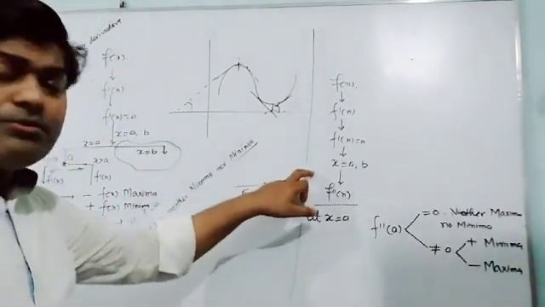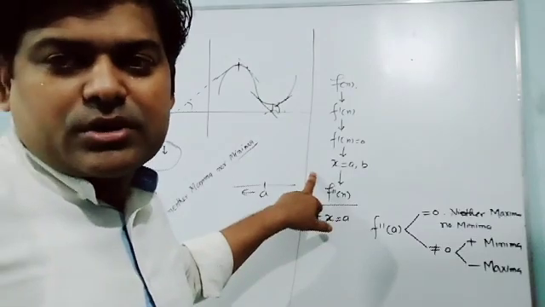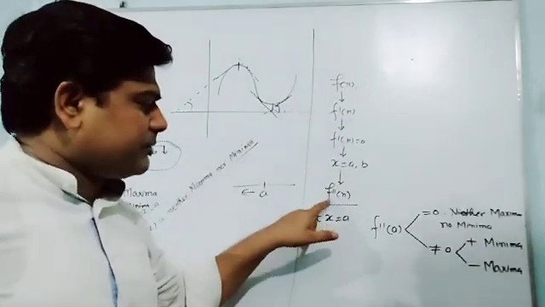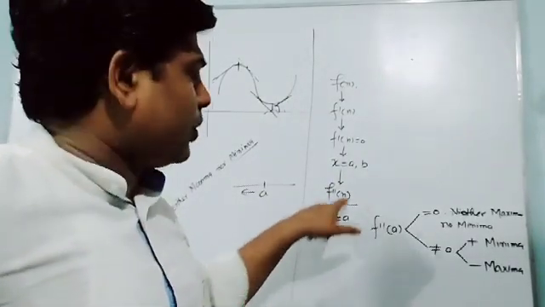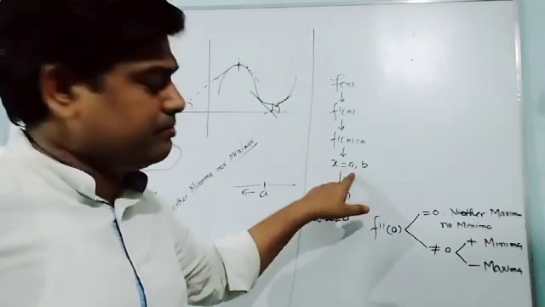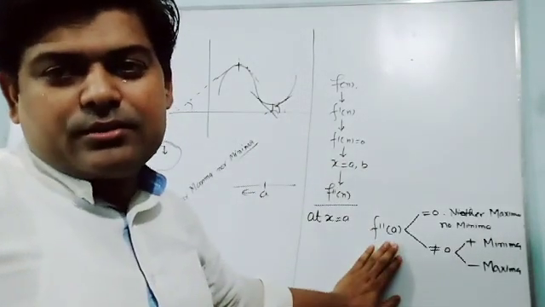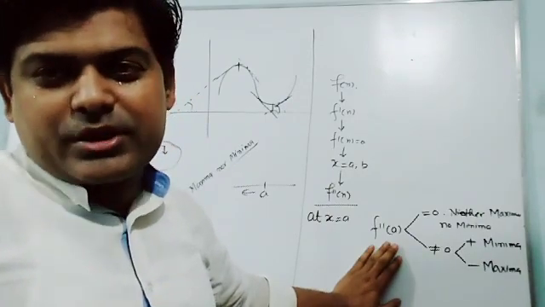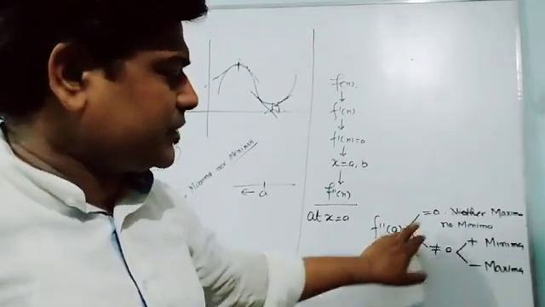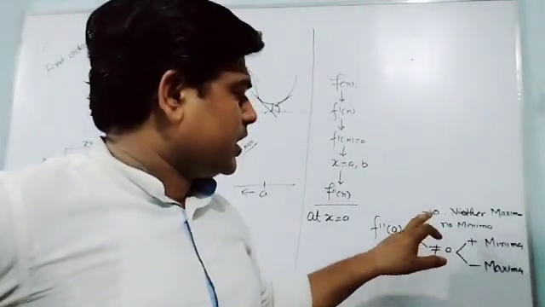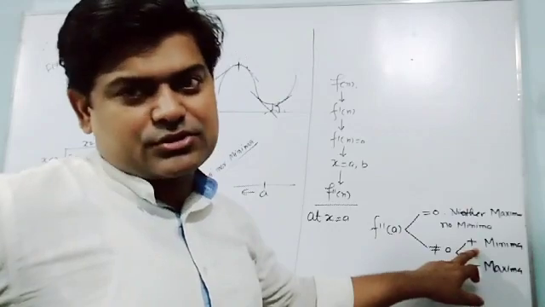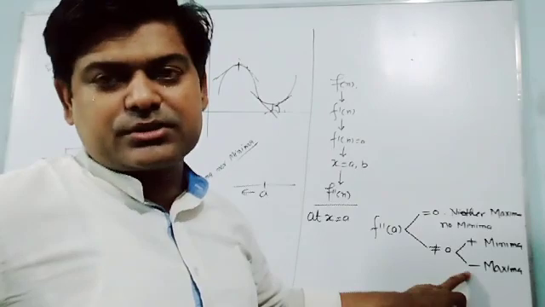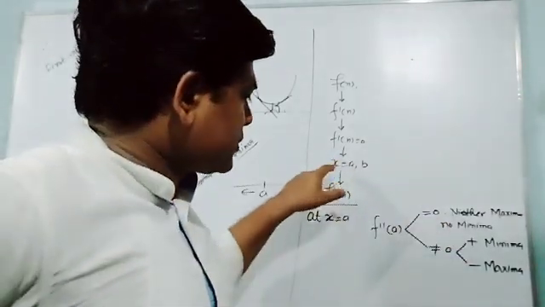Now, for the second order derivative, after getting the values of x as a and b, we will find f double dash x. Then in f double dash x, we will substitute the obtained values of x, once a and once b. Now I am talking about a. When we substitute x is equal to a, maybe we will get 0, maybe negative, maybe positive. If it is 0, neither maxima nor minima. If it is positive, at x is equal to a the function is minima. And if it is negative, at x is equal to a the function is maxima.